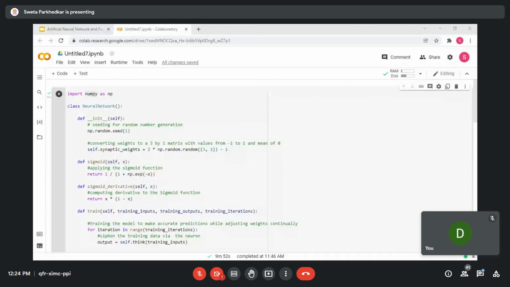Maybe when you use this particular library, the mathematical functions become fast or the processing becomes fast.